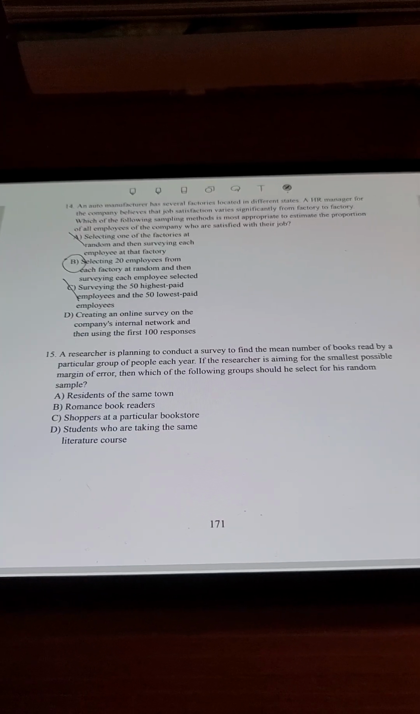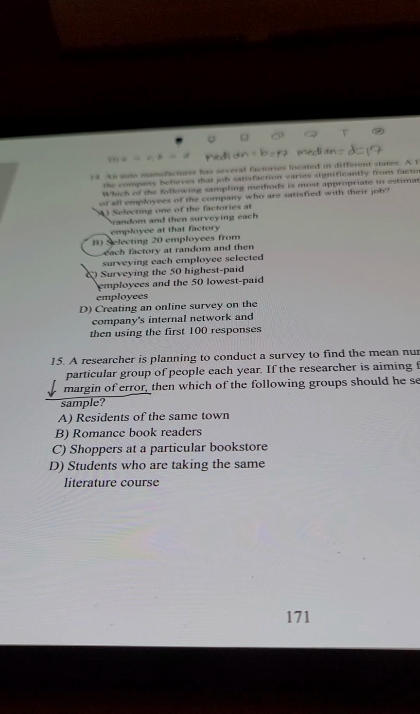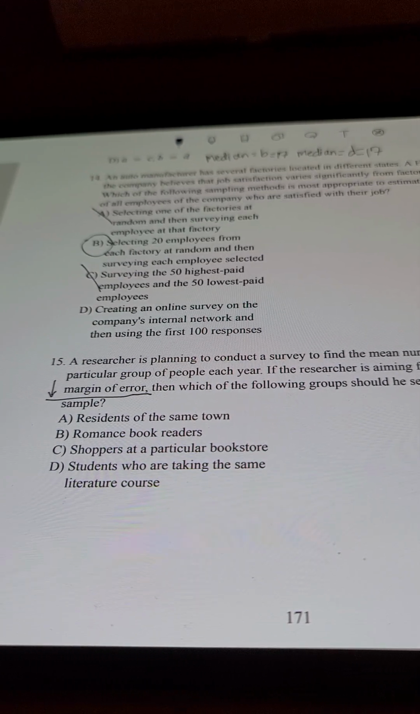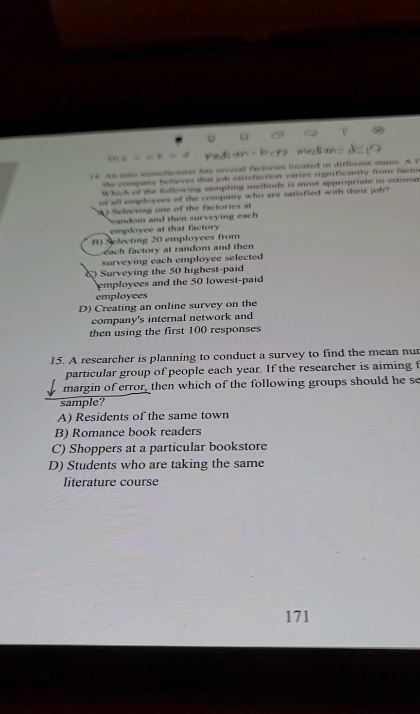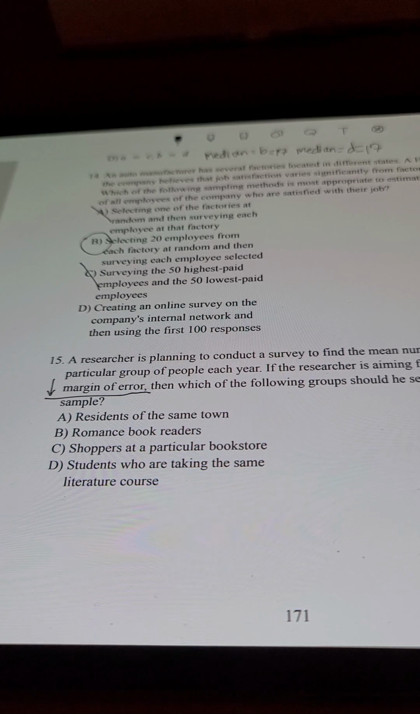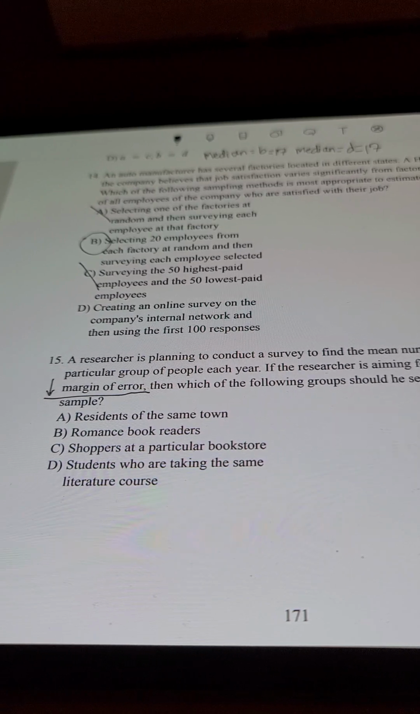Okay, pause for number 15 if you haven't already. So we want to have the lowest possible margin of error, and this researcher is conducting a survey to find the mean number of books read by a particular group of people each year. So which of these would be the best sample to have the lowest margin of error?